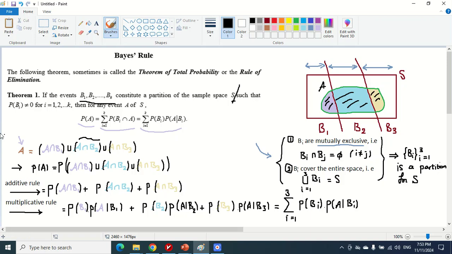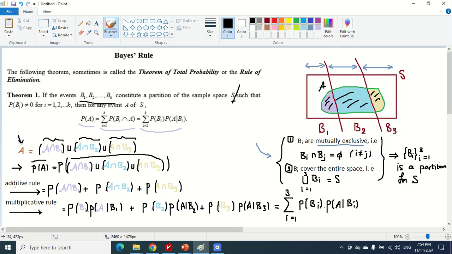And the set A, or the event A, can be calculated as a union of these three partitions. So we can rewrite A as A intersected with B1 union A intersected with B2 union A intersected with B3. And if we have more partitions like B4, B5 up to Bk, this holds true there as well. So right now the probability of that event A is the same as the probability of these three unions.